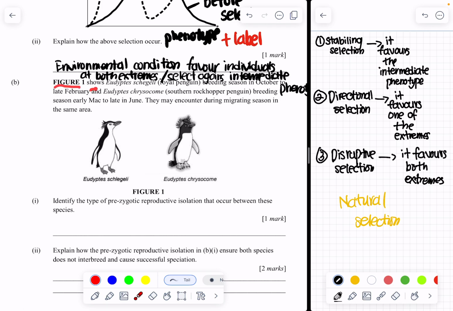Figure 1 shows Eudyptes schlegeli, royal penguin, breeding season in October to late February, and Eudyptes chrysocome, southern rockhopper penguin. Such a long name, right? Breeding season early March to late in June. They may encounter during migrating season in the same area. So they say now it's the same area. But look at this. This one breeds in October to late February, but this one early March to June. How can they see each other if they breed at different times?